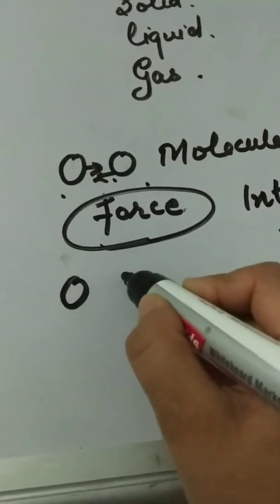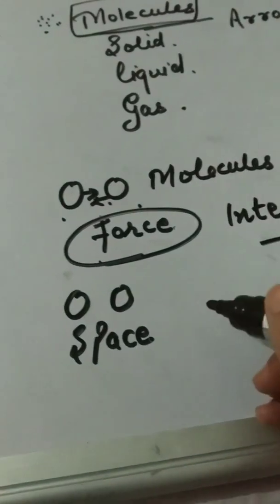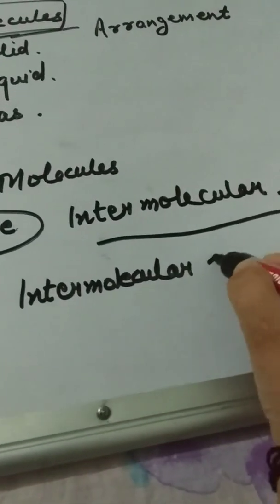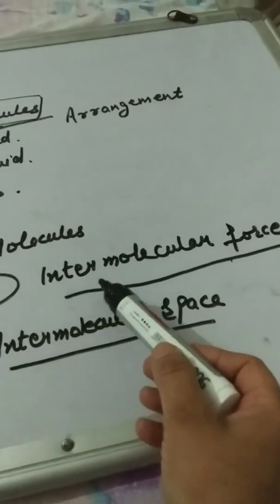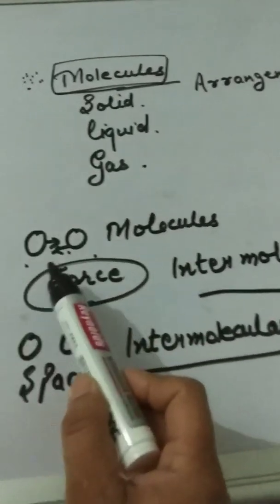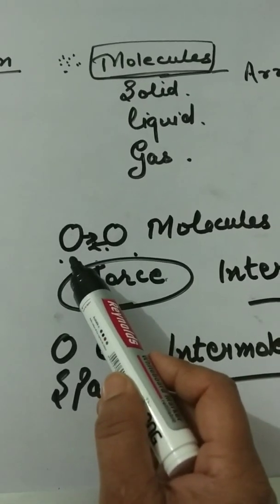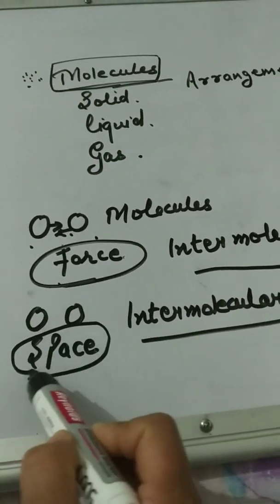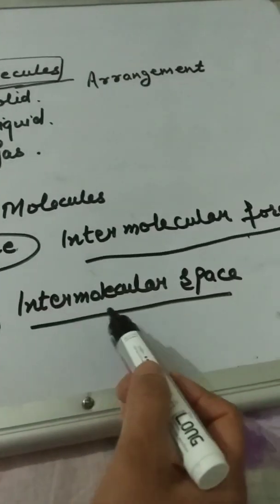There is space between two molecules also. That space between two molecules, we call it intermolecular space. These two terms are clear? Intermolecular force, intermolecular space. Intermolecular force is the force which holds two molecules together. Then what is intermolecular space? The space between two molecules is called intermolecular space.